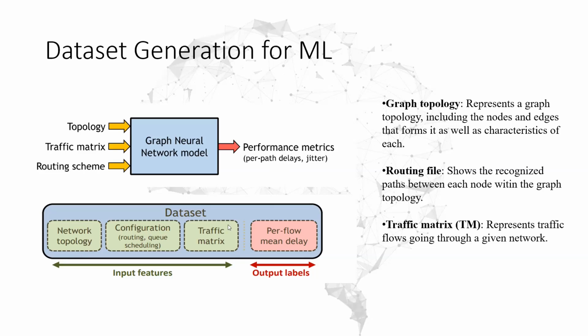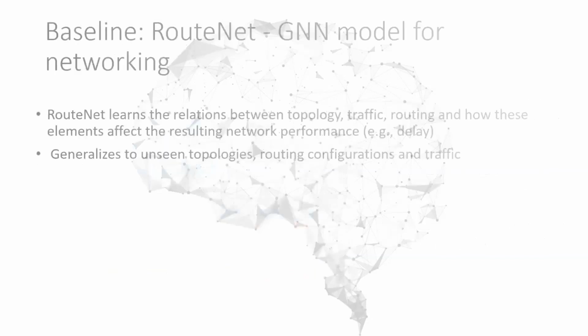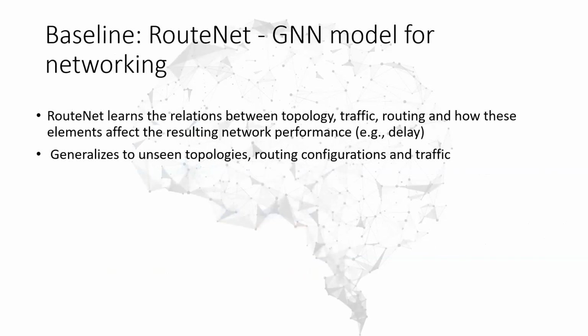traffic matrix. According to our literature review, we found that there is a RouteNet model that is already trained and publicly available for testing and for training. And we are going to choose an open source dataset to train on this RouteNet dataset. This RouteNet dataset can take the topology, traffic, and the routing as an input. And after training, it can generalize to unseen topologies, routing configurations and traffic.